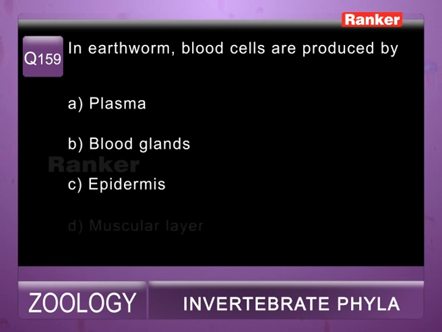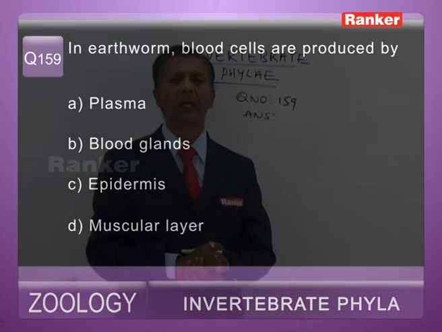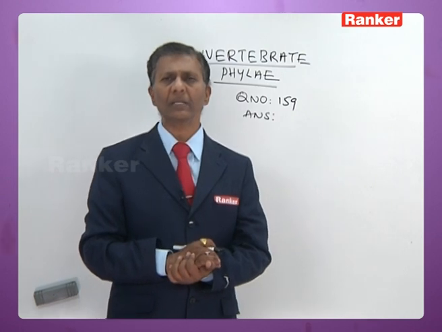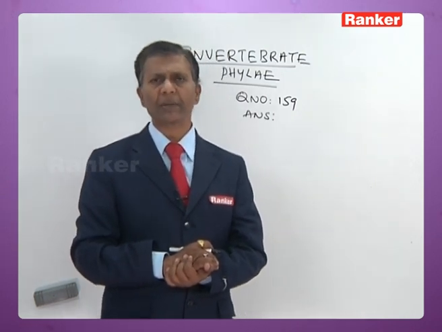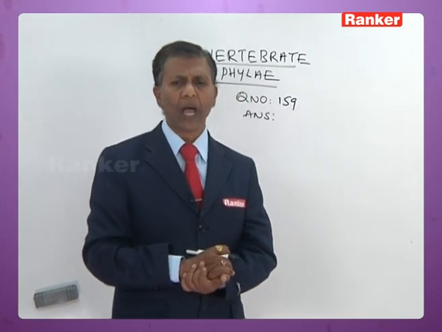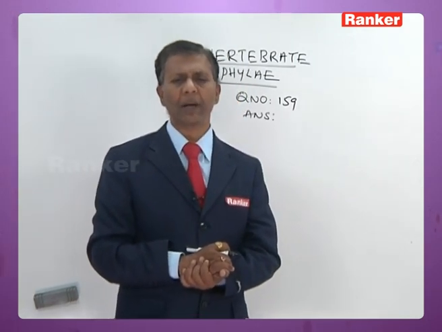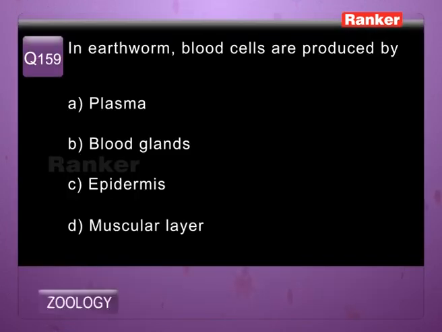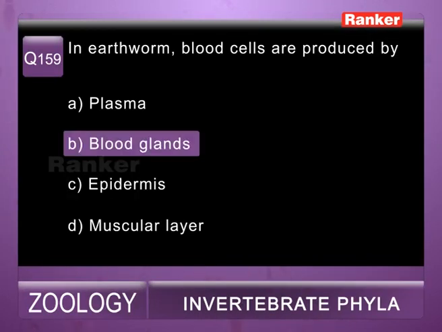Now 159th question: in earthworm, blood cells are produced by A, plasma, B, blood glands, C, epidermis, D, muscular layer. Earthworm doesn't have RBCs, but certain cells are present in the blood. WBCs and others are present in the blood, and those cells are synthesized by blood glands. So 159th question, correct answer is B.